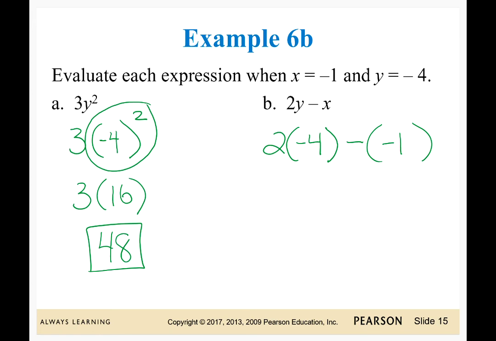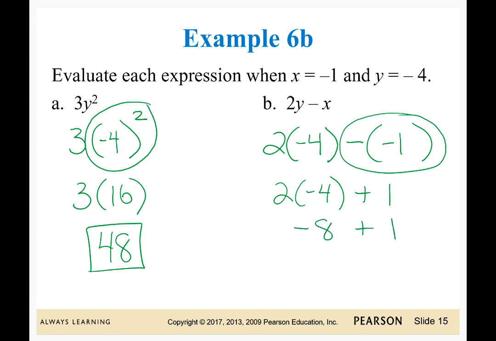The first thing I'm going to do is clean this up a little bit. We have subtracting a -1. Subtracting a negative is the same as adding, so this is actually 2 times -4 plus 1. I'm going to clean that up a little bit, and then 2 times -4 is -8. -8 plus 1, again, if you owe me $8 and you only have $1, you still owe me $7. So that is how we evaluate expressions.